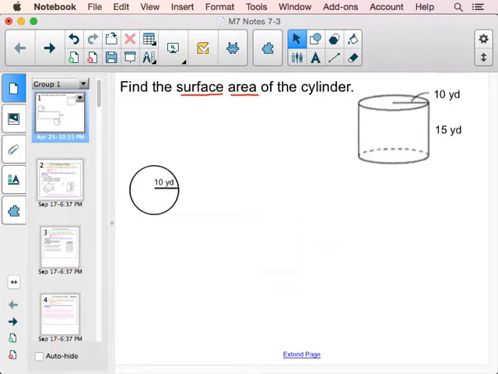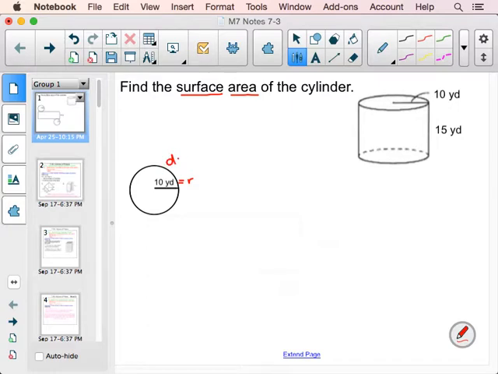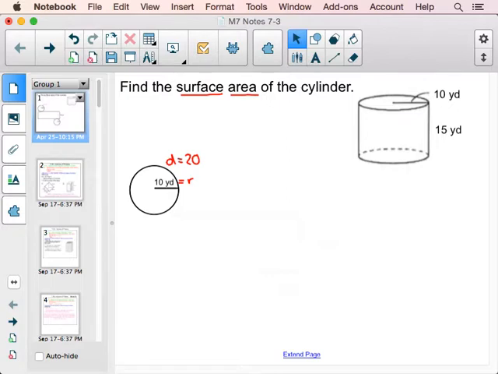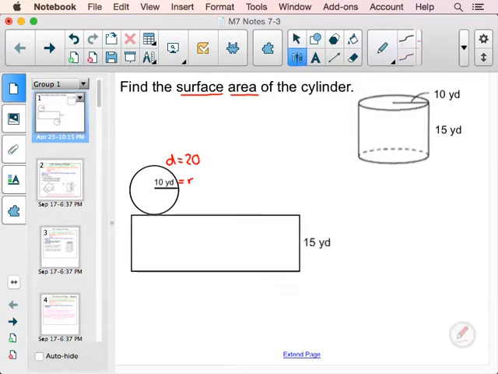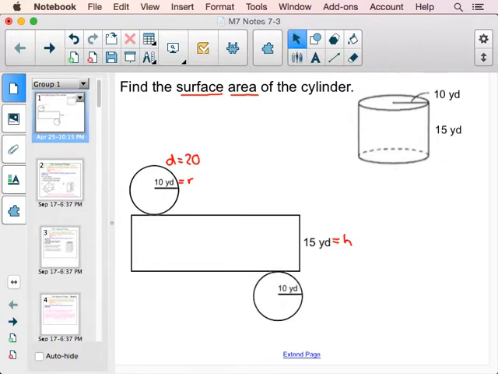One of those would be a circle. In this case, it has a radius of 10 yards. The diameter would then be 20 yards in case you need it. It also has this curved face that goes around the circle. If you think about taking the label off of a can, it would be a rectangle. In this case, it will have a height of 15 yards. And then there's another circle that would be the bottom of the cylinder, and it's identical to the top circle.